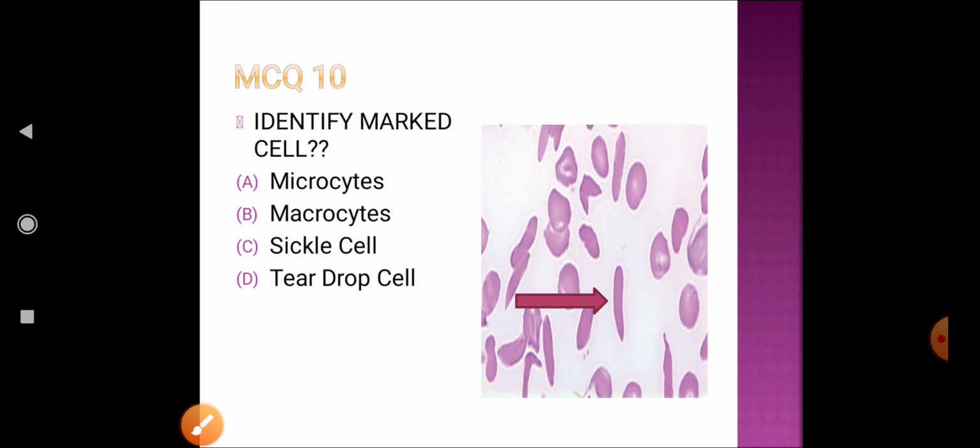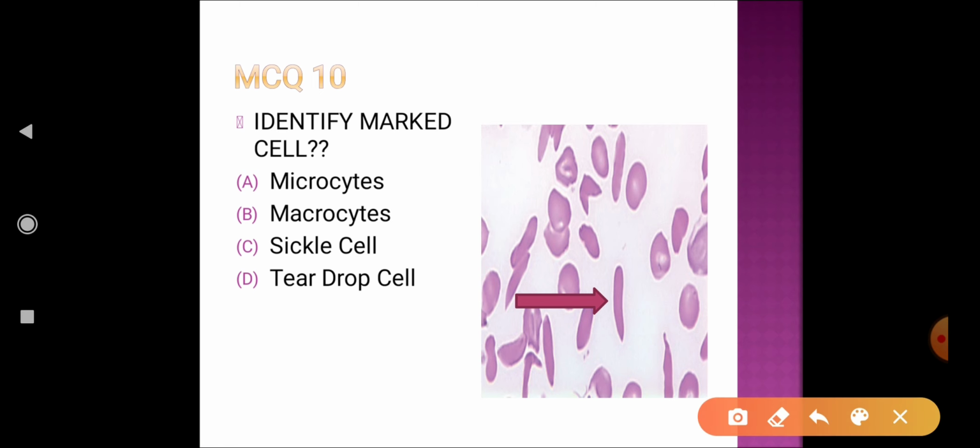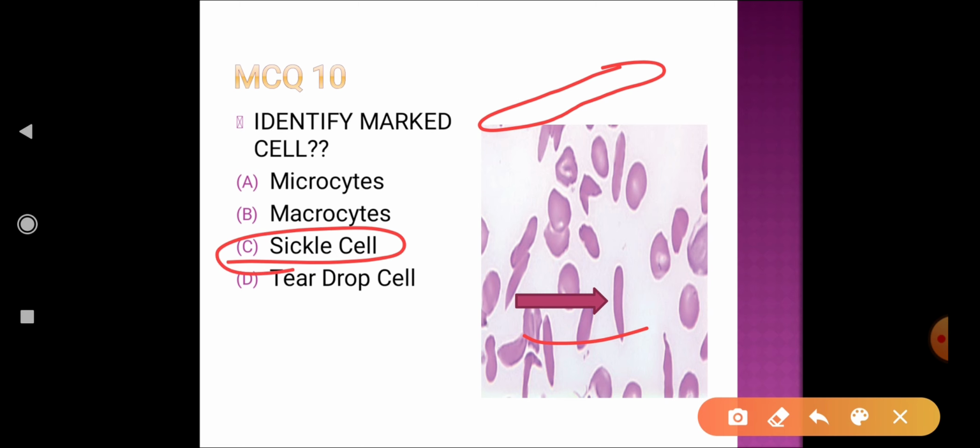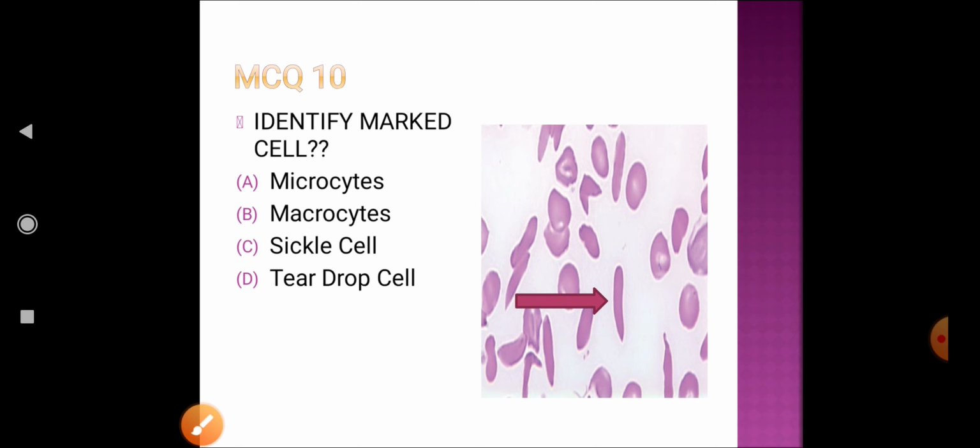Okay, identify the marked cell. So I'm talking regarding these cells. Obviously, it is an elongated cell and it looks like a sickle cell. So your answer will be sickle cell. It is seen in case of sickle cell anemia.